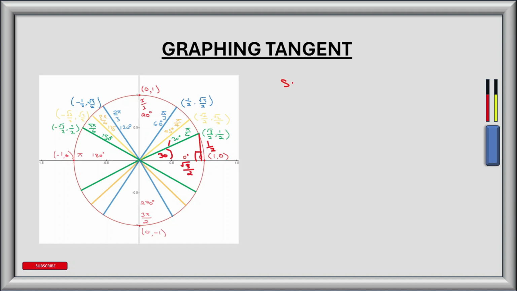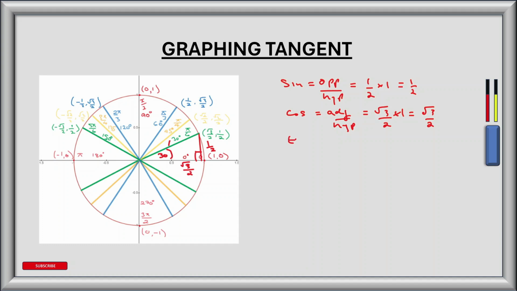So we know that sine of an angle is equal to the opposite side divided by the hypotenuse. In this case, the opposite side is a half, and the hypotenuse is 1. So the sine of the angle is a half, as shown in the coordinates. Similarly with cosine, it's adjacent over hypotenuse, which is equal to root 3 over 2 divided by 1, which is root 3 over 2, again as shown in the coordinate.